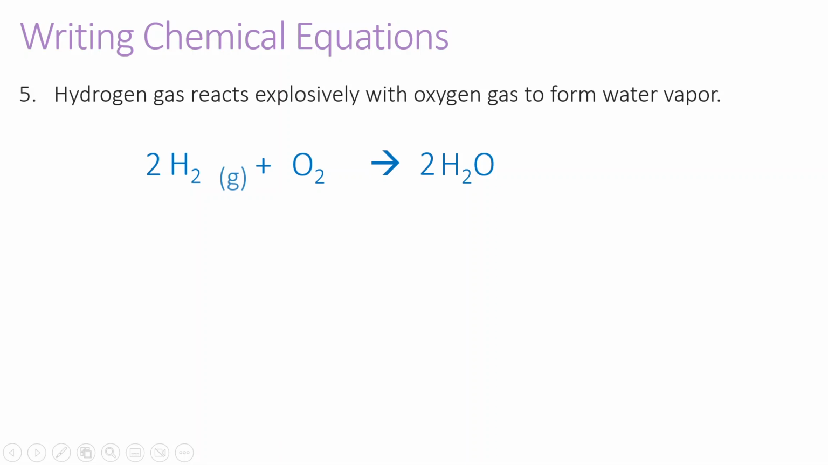So hydrogen gas and oxygen gas, and water vapor is going to be gas. We also know that when this happens, it's an explosion. And an explosion means it's giving off energy in the form of light, heat, and sound. So energy is going to be a product here.